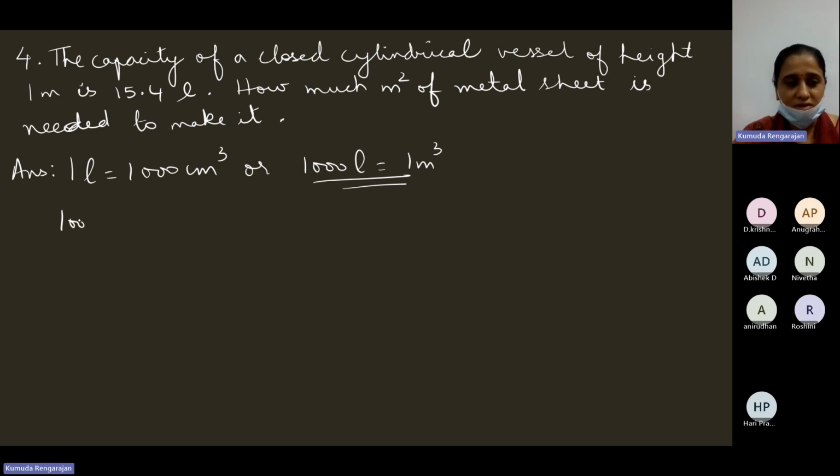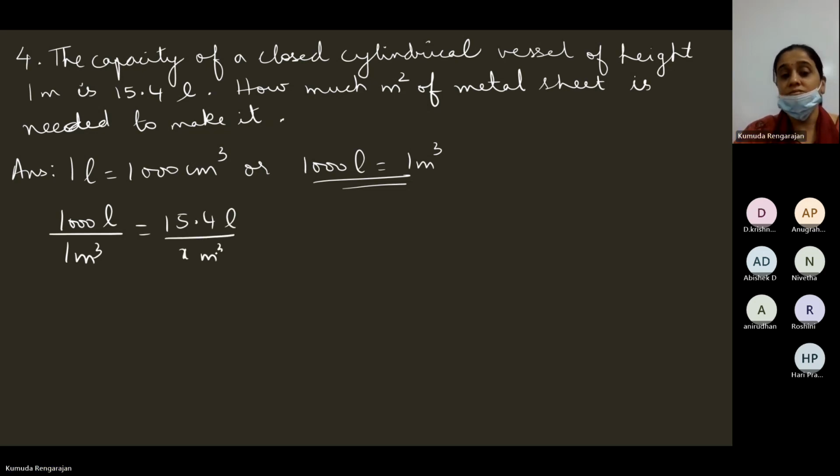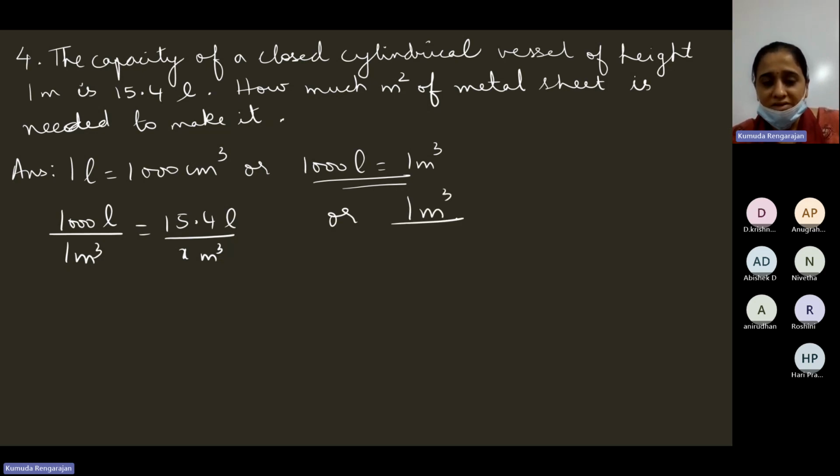You can write like this. Listen to this. 1,000 liters by 1 meter cube is equal to 15.4 liters by x meter cube. This is how we convert. 1,000 liters is 1 meter cube. So write it like that. In the numerator, you've written liter, so there also you should write liters. 15.4 liters by x meter cube. Or you can also write, 1 meter cubed is 1,000 liters. Then how many meter cube is 15.4 liters?